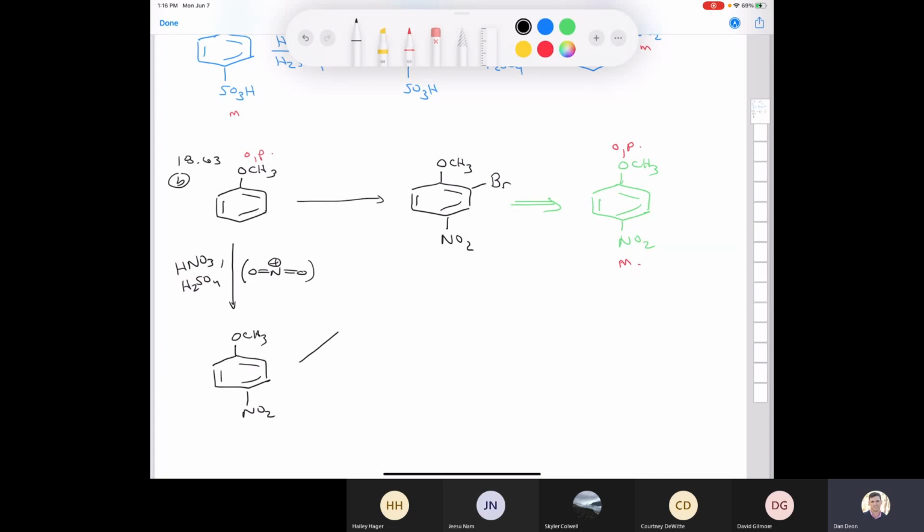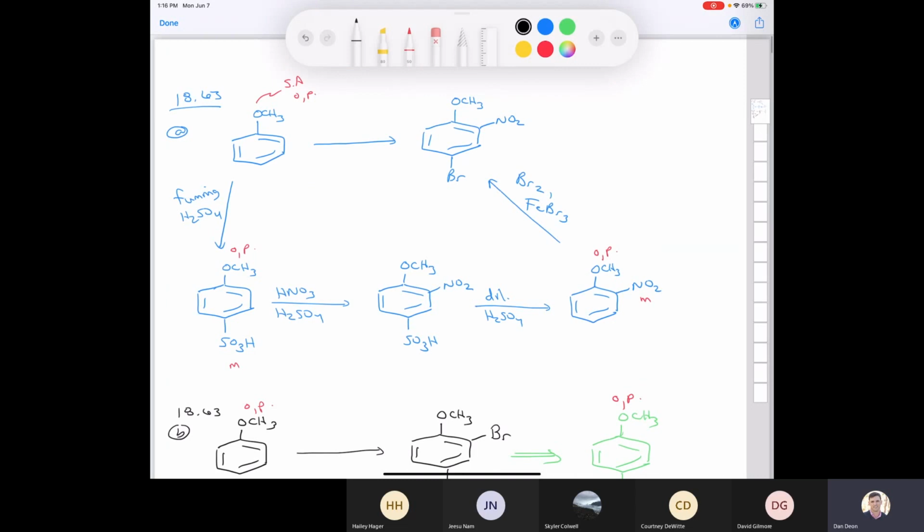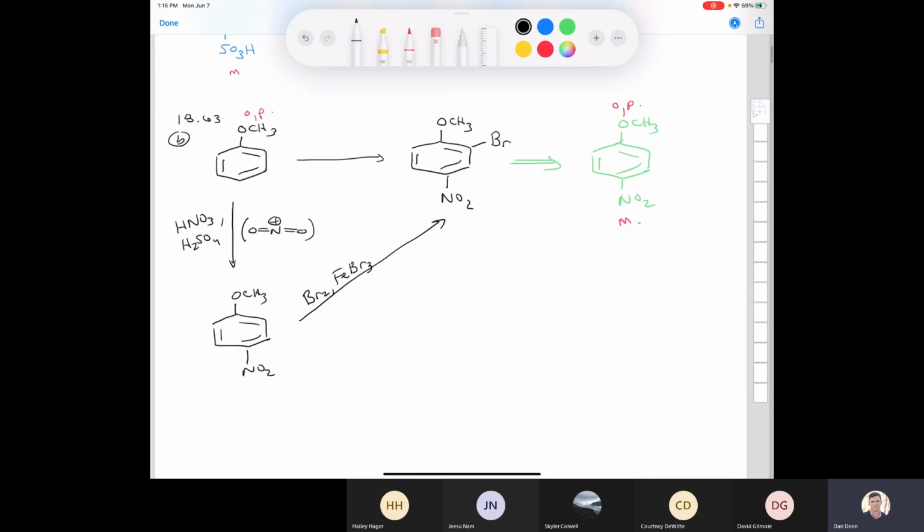And then all we have to do is one more step. All we have to do is brominate it. So we're going to treat it with bromine and iron 3 bromide, and we're done, just like that. So the first one, we had to use the blocking group and remove that blocking group, of course. But in the second one, we can just treat it as a two-step synthesis because the nitration is going to occur where we want it to, and then the bromination is going to occur exactly where we want it to.